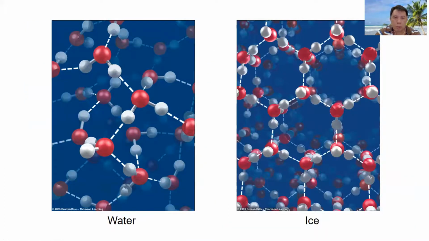This one shows the structure of the hydrogen bonds that form in the ice and in the water. In water, the hydrogen bonds form and then disappear and reform again, disappear, reform. But in ice, the hydrogen bonds are static.